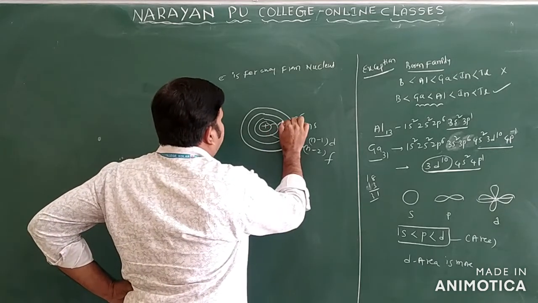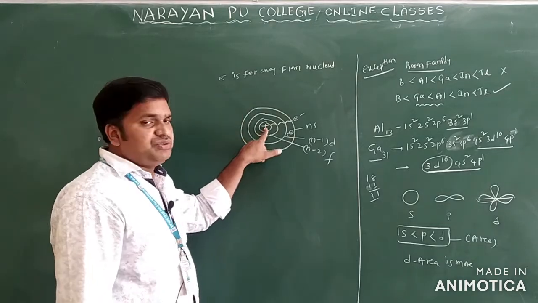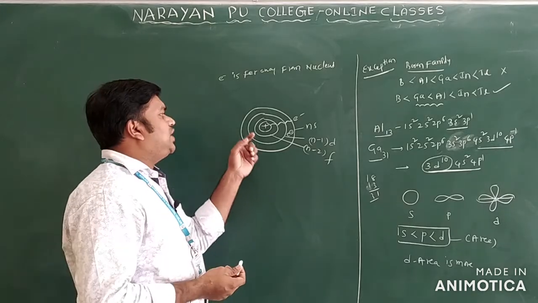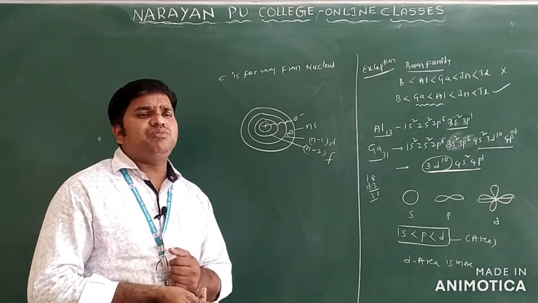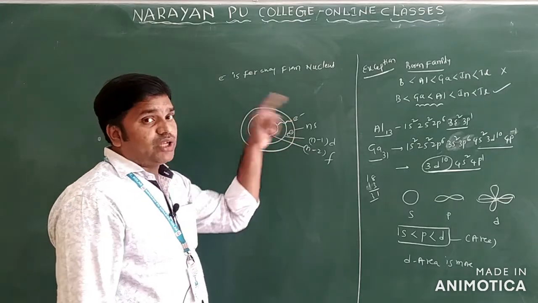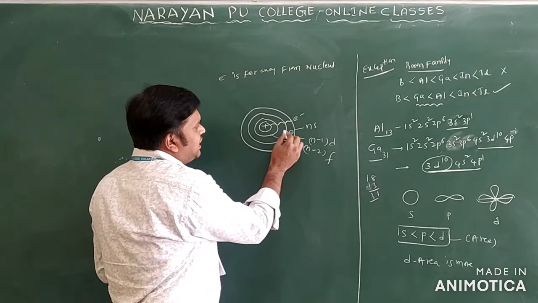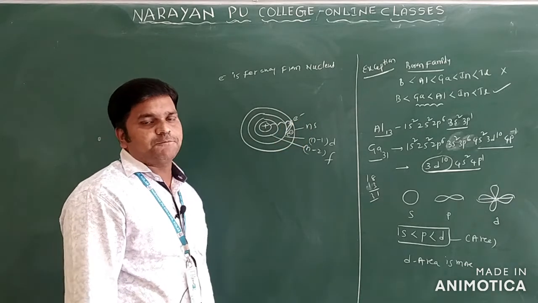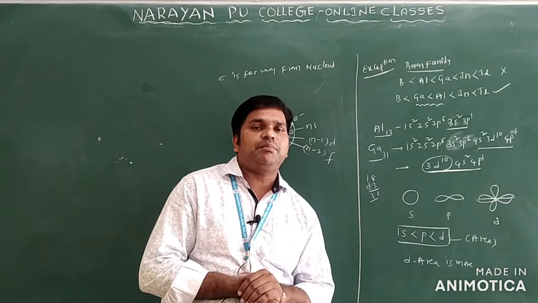Between the nucleus and the outermost electron, some attractive forces are there. This is the positive charge, this is the negative charge. The attractive force between the nucleus and the outermost shell you call the nuclear charge. But at the same time, some electrons are there in the inner shells. This is the outer shell and this is the inner shell, so these are inner electrons. These inner electrons create some repulsions on the outer electrons.